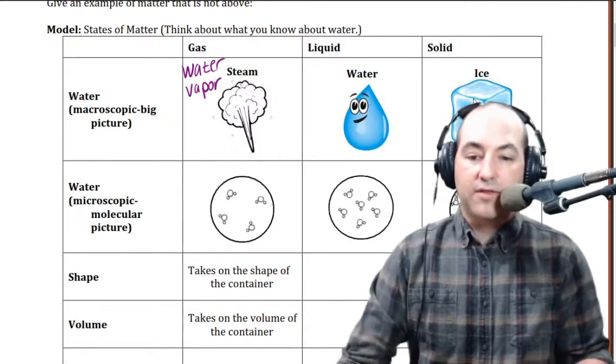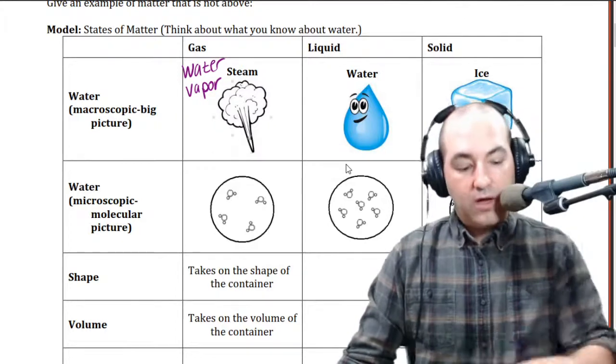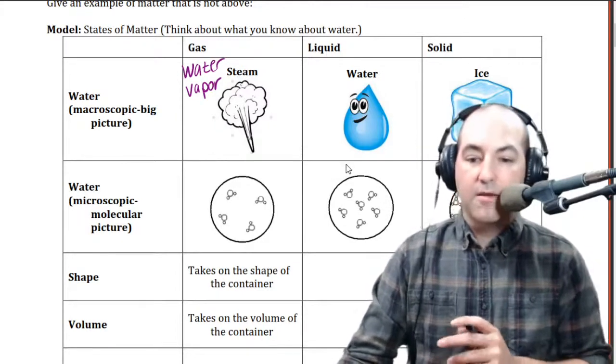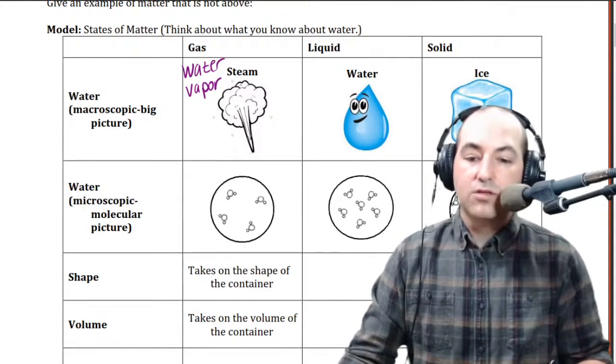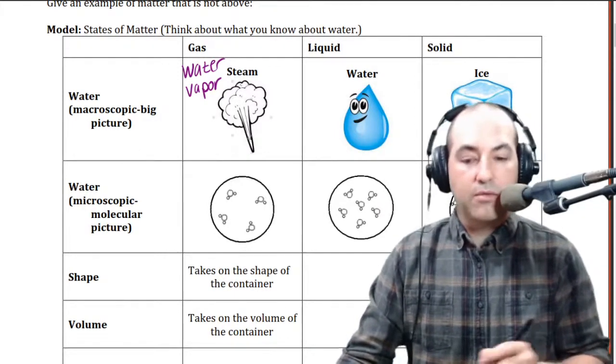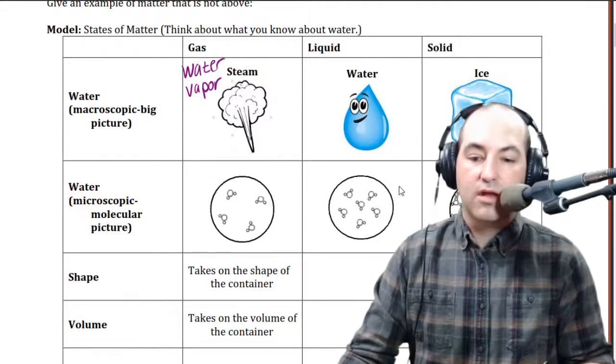So we've got the three phases of water. If we zoomed all the way in and we were actually able to see the molecules, we would see different amounts of interaction and separation. So you'd see water, and there's actually a problem with this picture that I want to talk about.